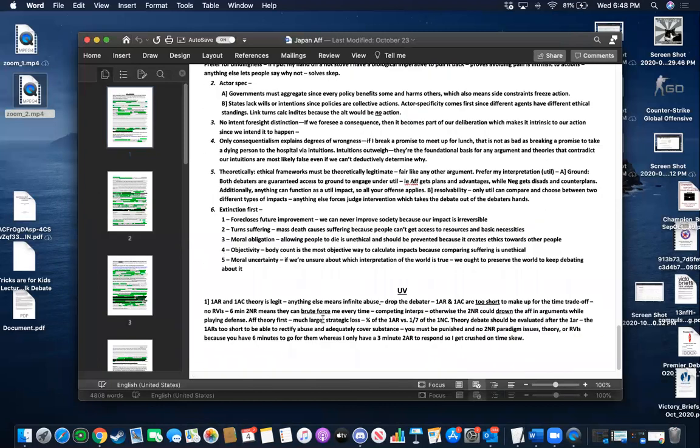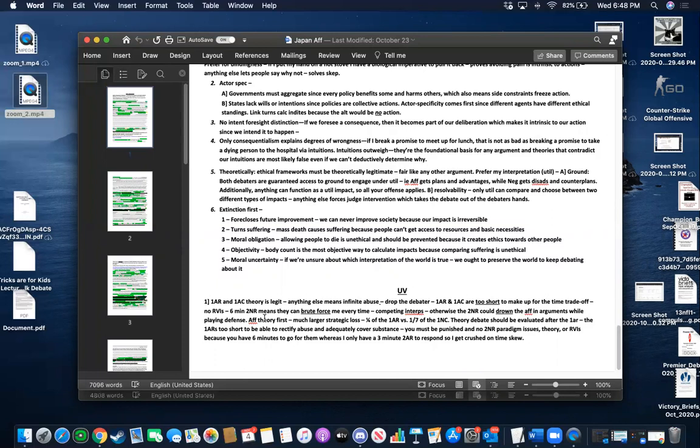So here's an underview. 1AR and 1AC theory. So J, anything else means infinite abuse, which is drop the debater. The 1AR and the 1AC are too short to make up for the time trade-off. No RVIs. A 6-minute 2NR means they can brute force me every time. Competing interps. Otherwise, the 2NR could drown the AF in arguments while playing defense. AF theory first. Much larger strategic loss. 1/4 of the 1AR versus 1/7 of the 1AC.